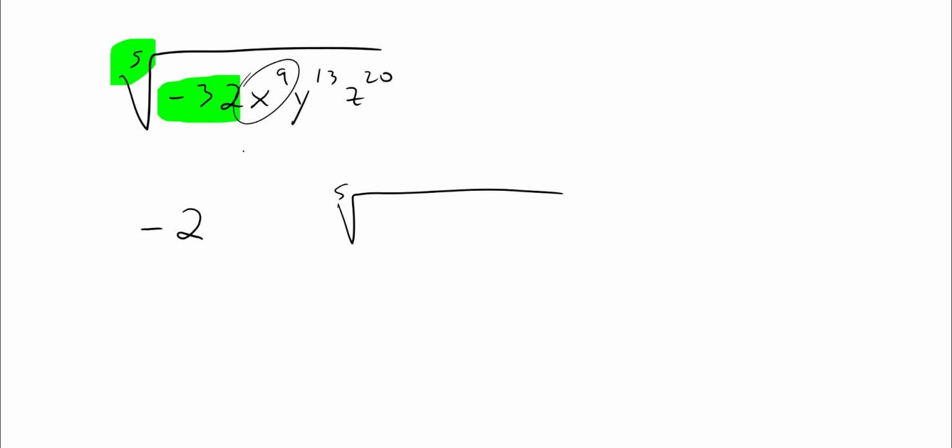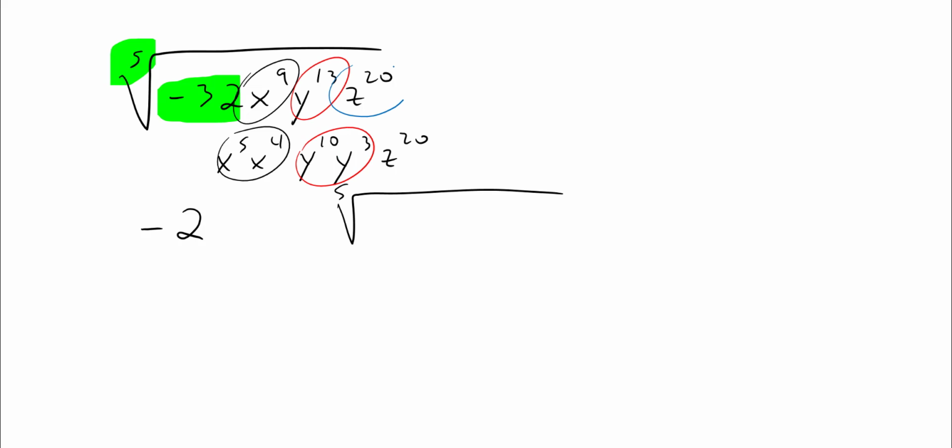So you guys agree x to the ninth is what's the biggest number that 5 goes into? It just goes into 5 because it doesn't go to 9, and 10 is too big. So this is really x to the fifth, x to the fourth. Y to the 13th is going to be y to the 10th, y to the third. Okay, because 5 goes into 10, and then there's 3 left over, and then the 5 goes into 20 4 times, so z to the 20th. I don't have to do anything with that. Okay, so notice here's x to the ninth, here's y to the 13th, and here's z to the 20th.